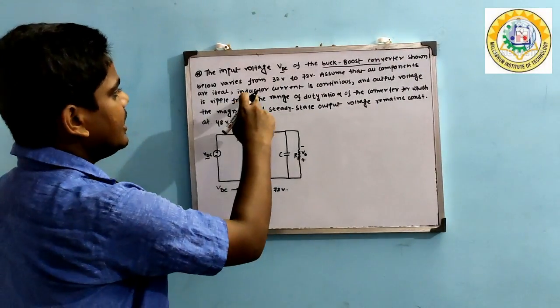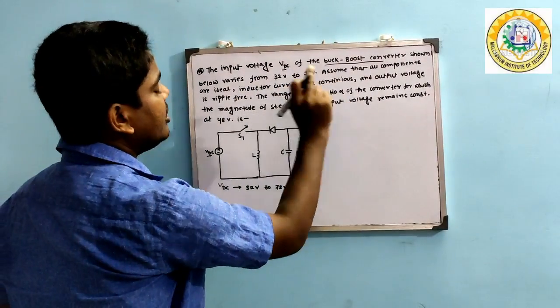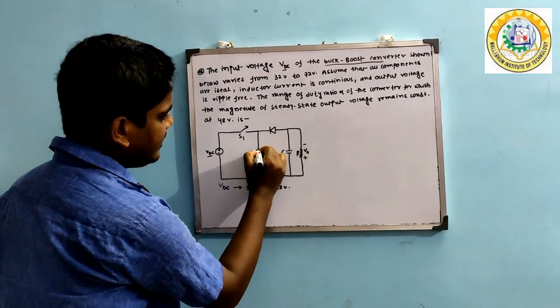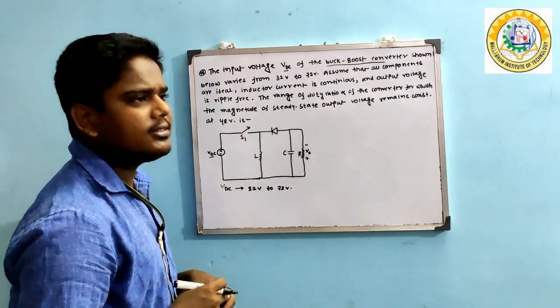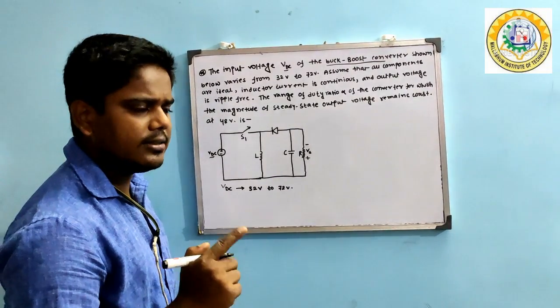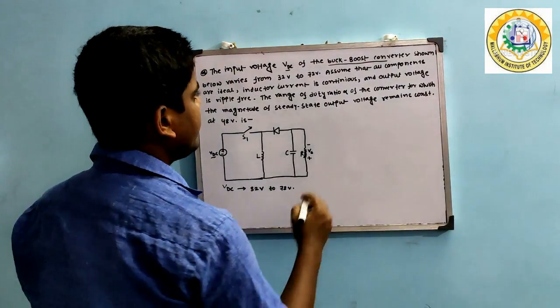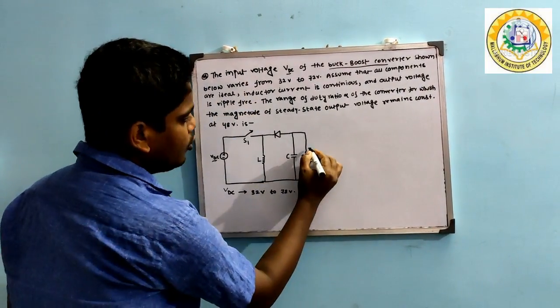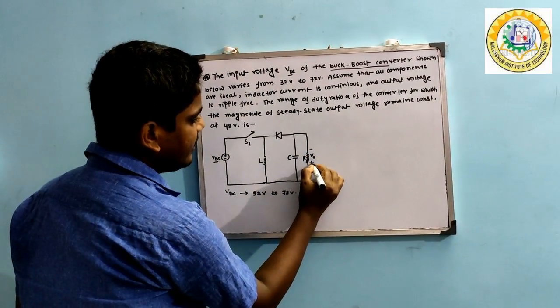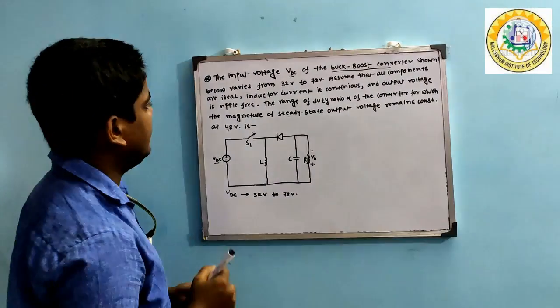Inductor current is continuous. So even inductor current IL is continuous. That means the inductor current is ripple free, and the output voltage is also ripple free.